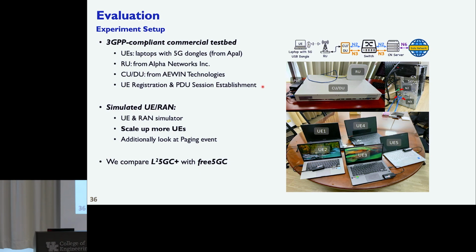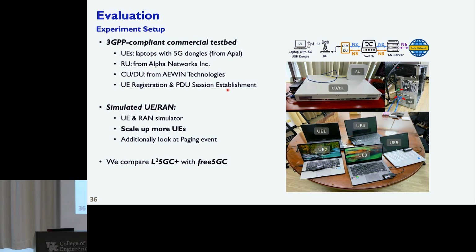We also build a very small-scale radio access network by purchasing the radio unit and other radio access network components from different companies. For our core network, we simply use commodity servers and deploy all our softwarized 5G core on top of them. And for the commercial testbed, we mainly focus on two control plane events, which are user registration and PDU session establishment.